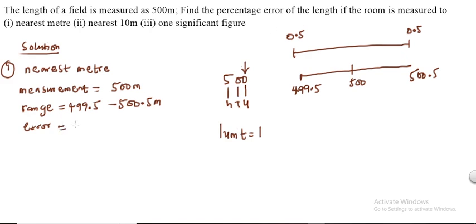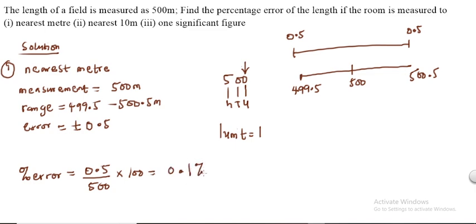Now my error is simply taking this value here. So we say this is plus minus 0.5. And then my percentage error, from what we've been doing so far, is simply my error divided by my measurement times 100. So this will be 0.5 divided by 500 times 100. And if we punch that into our calculator, we have 0.1%. So the percentage error to the nearest meter for this number 1 is 0.1%.